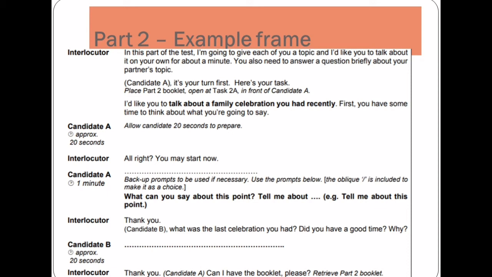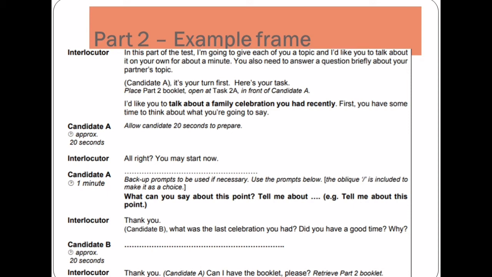Here's your task. The interlocutor will place Part 2 booklet open at task 2A in front of candidate A. I'd like you to talk about a family celebration you had recently. First, you have some time to think about what you're going to say. Candidate A is allowed 20 seconds to prepare. At the end of 20 seconds, the interlocutor will ask you to start. Candidate A is given a minute to respond to the question.